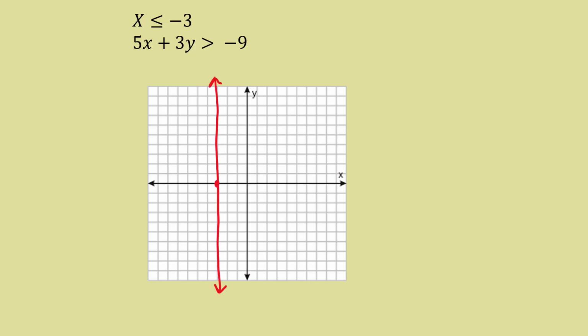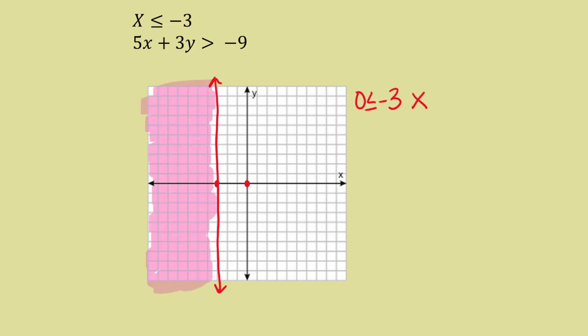Now we still have to pick that test point. Again, 0, 0 is my jam. But I only have to check the x portion of it. So 0 is less than or equal to -3? 0 is not less than or equal to -3. So that's wrong, which means I'm going to shade on the opposite side, all of the values this way. This is not where my test point is. Since I didn't get a true statement, my test point's wrong.